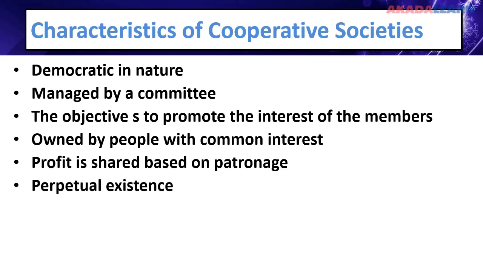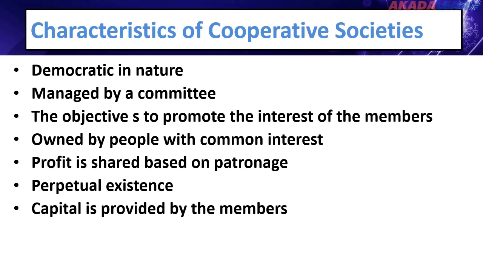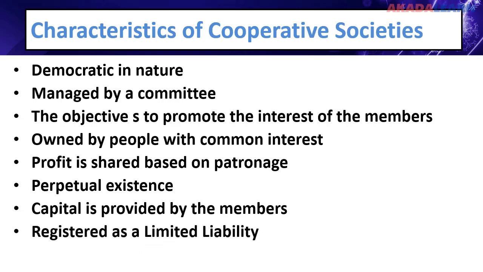6. There is continuity in cooperative society. The death of a member of the group cannot bring the society to a close. 7. The capital of the cooperative society is contributed by the members of the group. And lastly for this class, the cooperative society is registered as a limited liability company. That is, the liability of members is limited to the shares held by individual shareholders.